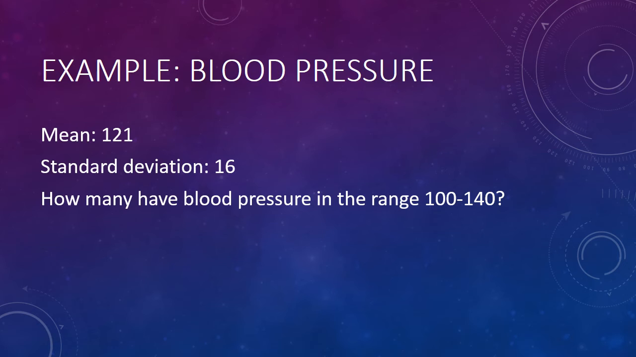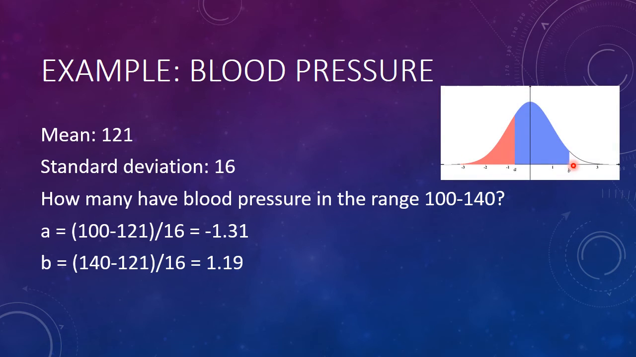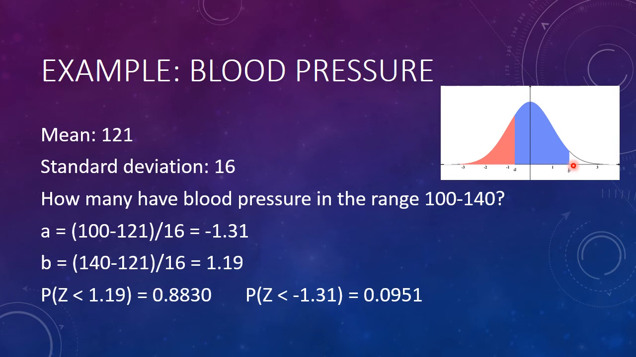Well, first we calculate the z-scores for A and B. We take 100, subtract the mean, divide by the standard deviation, and that gives us negative 1.31. We do the same for B, which is what we had just done before, where we found 1.19. Now we can look up in the table the left tail probabilities for A and B. The probability that a normally distributed variable is less than 1.19 is 0.8830, which is what we found before. And the probability that a standard normally distributed variable is less than negative 1.31 is 0.0951.